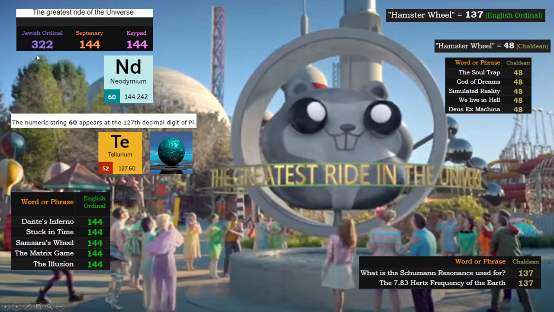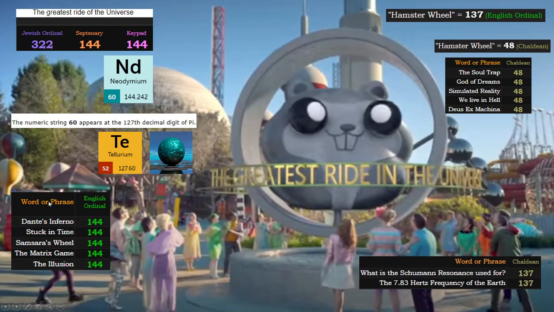And in Septenary and Keypad we have 144, matching the atomic mass of element neodymium, that means the new twin, that is the Earth. Neodymium is element 60, and 60 appears at the 127th digit of pi, matching the atomic mass of element tellurium, that represents the Earth.